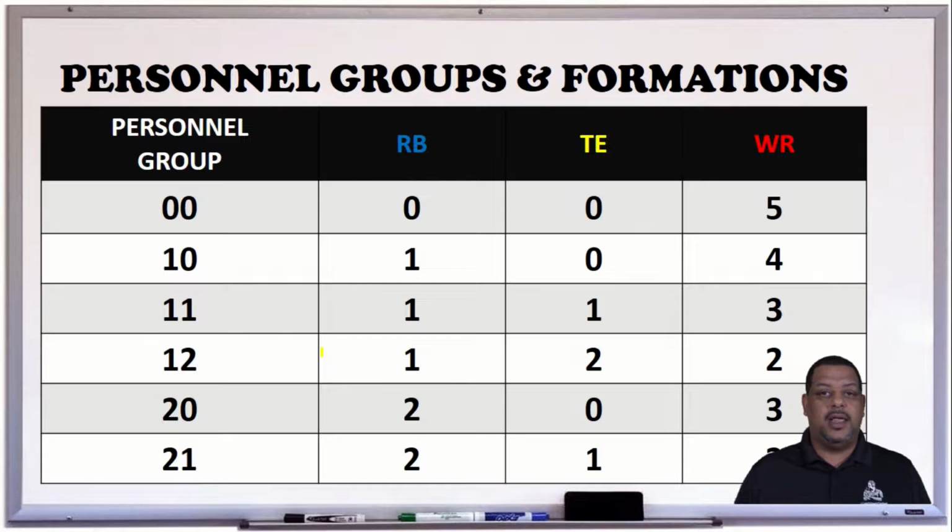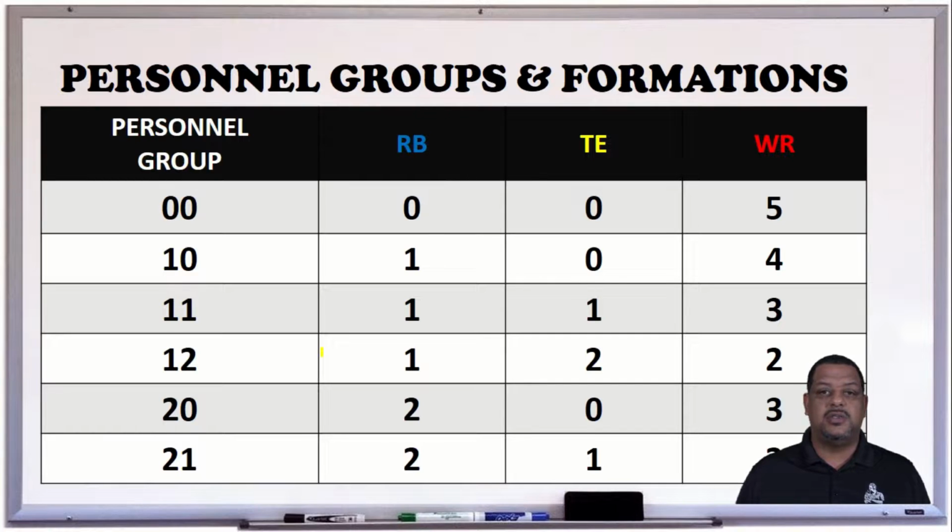So if you know that you have 2 running backs, for example, and 1 tight end, then that means there's 3 wide receivers in the game. So that's very self-explanatory. As we see personnel group number 10 here, there's 1 running back, 0 tight ends. That means there's 4 wide receivers in the game. 11, 1 running back, 1 tight end, 3 wide receivers in the game. 12 personnel, 1 running back, 2 tight ends, and 2 wide receivers in the game, so forth and so on.